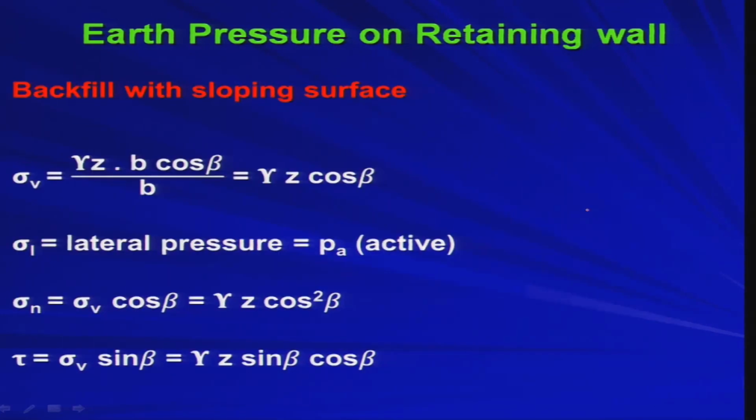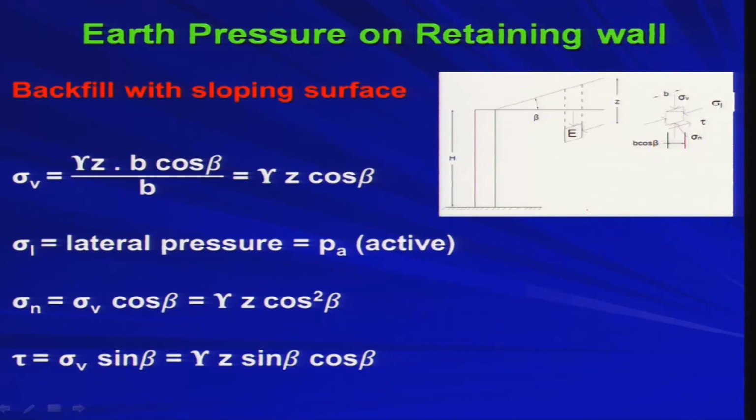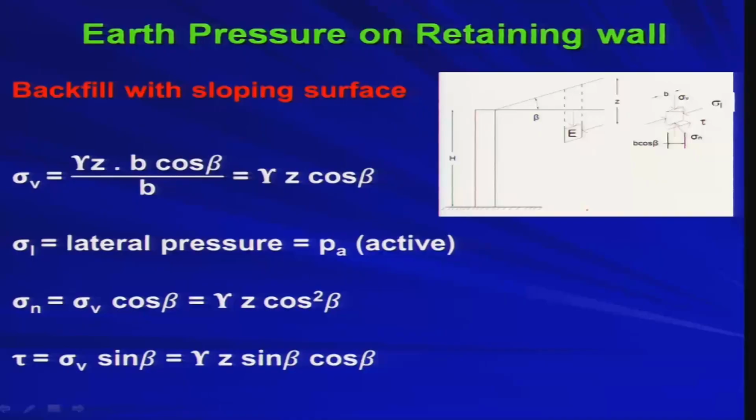So, now, for this I can calculate sigma V. What is sigma V? Sigma V is nothing but the vertical stress. So, that is nothing but gamma z into B cos beta, right. So, that is the total force, gamma z into B cos beta, divided by B will be your vertical stress, gamma z cos beta. Similarly, sigma L, that is the lateral pressure, that is nothing but PA, that is our objective to find out. So, sigma L is this PA.